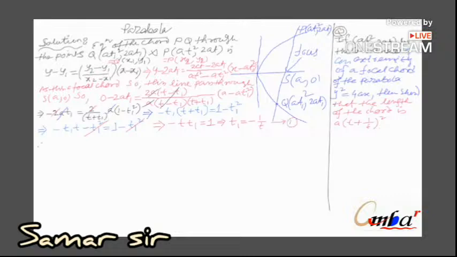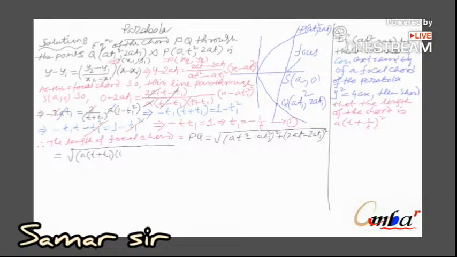This is equation 1. Now the length of the focal chord PQ. So you use the distance formula, that is √((x2 − x1)² + (y2 − y1)²). Take the coordinates of P and Q, that is (at² − at1²)² + (2at − 2at1)². Then take common and factorize: a²(t + t1)²(t − t1)² + 4a²(t − t1)². Take common the factor (t − t1) and also a. Then we got the square root of (t + t1)² + 4.